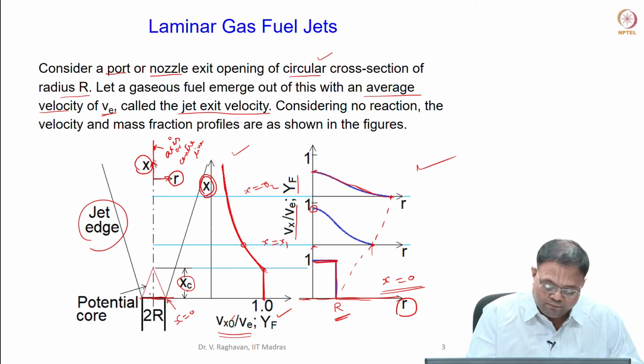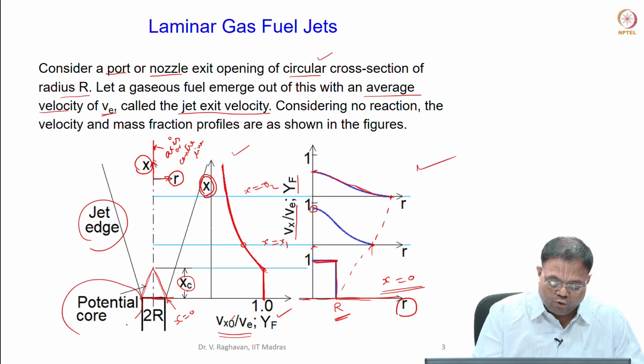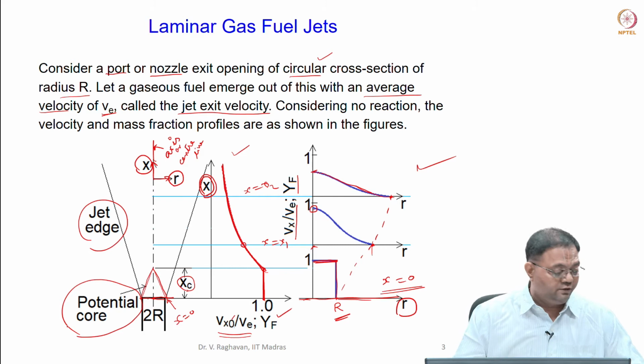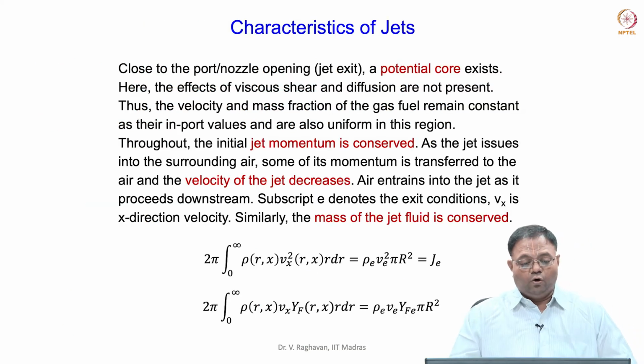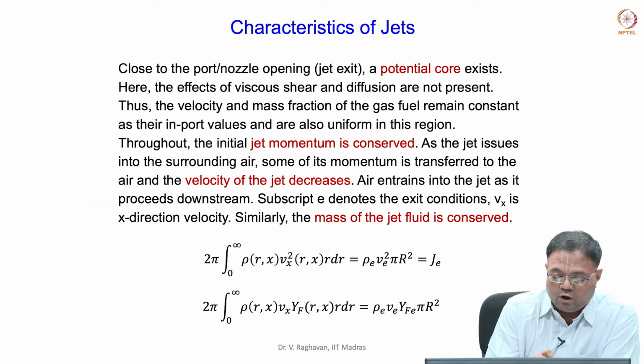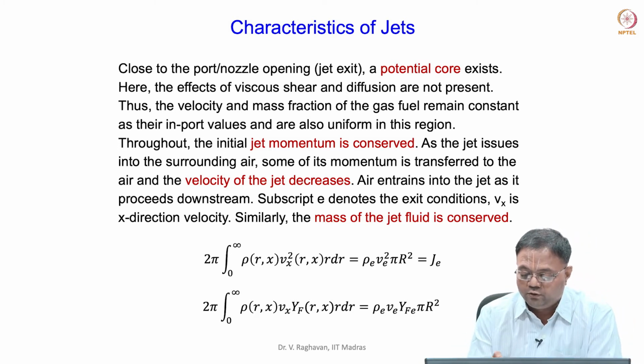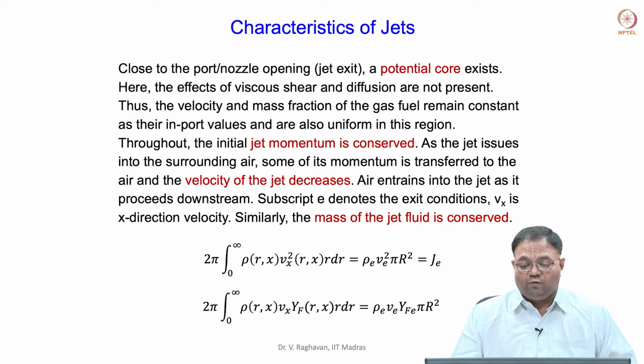Okay. That I have indicated by a red color triangle here. This is nothing but the potential core of the jet. So, these are the definitions. Let us see more characteristics from the next slide onwards. So, close to the port or the nozzle opening, or the jet exit, what we call a potential core is seen to exist. That is that red color triangle that we have shown.